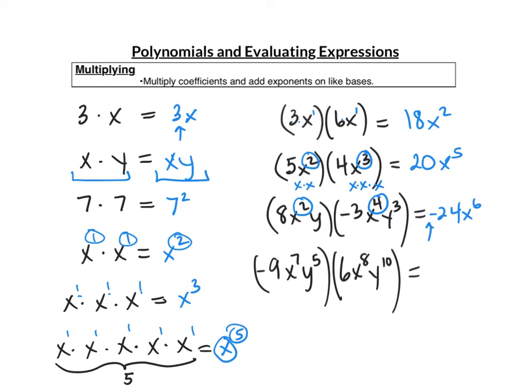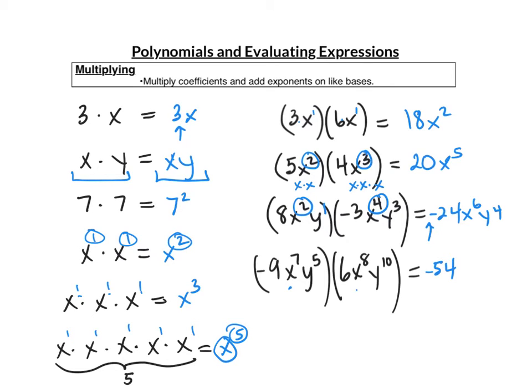This is y. You heard me say a bit ago, if there's no power, there's a 1. Y to the first times y cubed, there's 1 and 3. That makes 4. Negative 9 times 6, that's negative 54. Negative always goes in front.